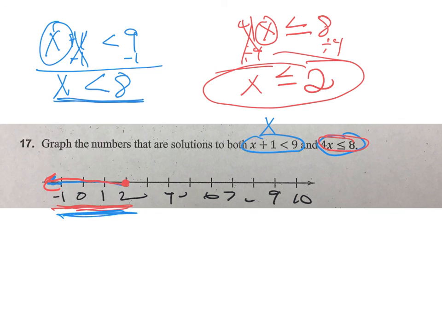So let's try it. Let's pick 1. 1 plus 1 is less than 9. 1 plus 1 is 2, and 2 is less than 9. Good. Now, 4 times 1 less than or equal to 8. 4 times 1 is 4. Is 4 less than or equal to 8? Yep. So all of these numbers work in both of those inequalities.